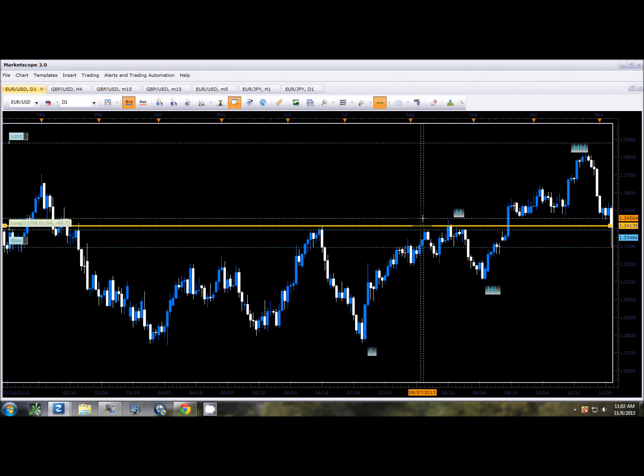Again, this is very much a subjective thing. You're not looking for specific price points. Instead, you're looking for areas of support and resistance. And what do you notice?